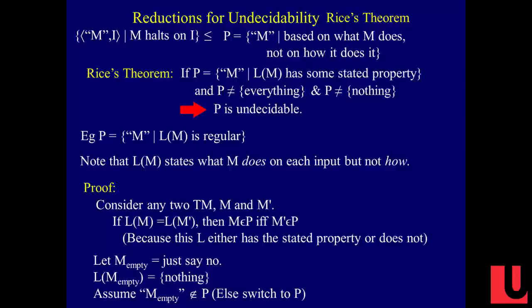Is that because P is not equal to nothing? No, these are different issues. This is saying there are Turing machines in which P says yes to. They're sort of different levels. This Turing machine is a Turing machine that says no to everything. So this Turing machine's language is nothing, right?